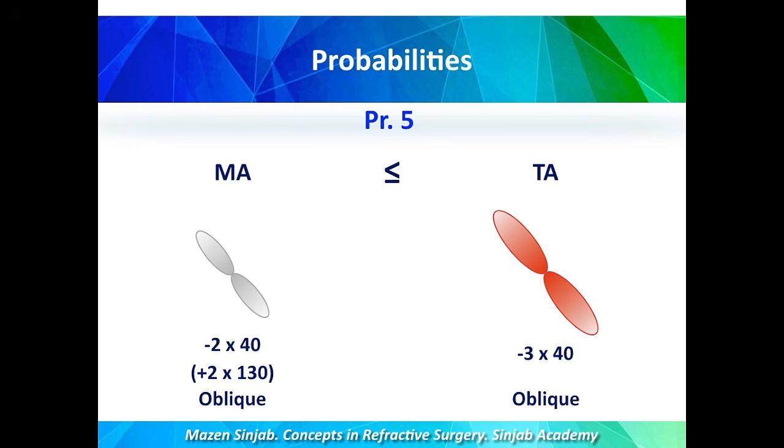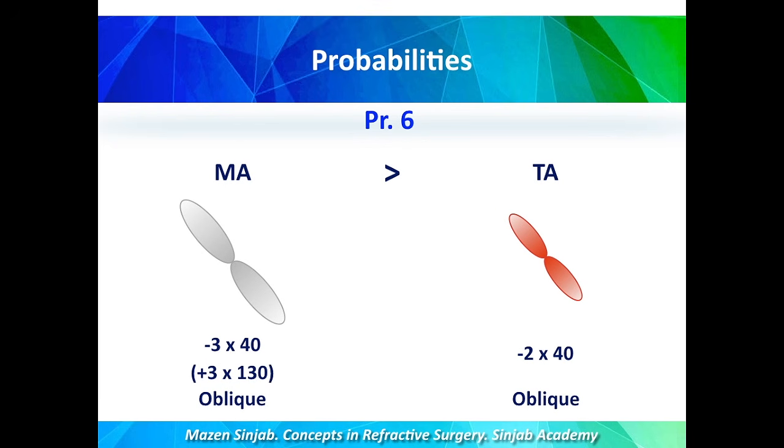Probability number 5. Both are oblique in the same direction, but the amount of manifest astigmatism is less than or equals to that of the topographic astigmatism. Like in this example, the manifest is -2 at 40 or +2 at 130, and the topographic is -3 at 40.